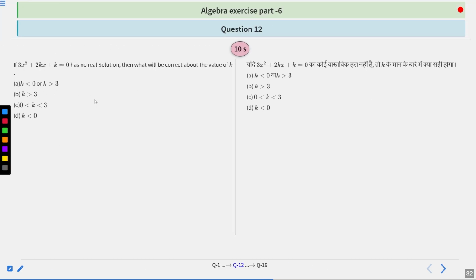Next, if 3x square plus 2kx plus k equal to 0 has no real solution, then what will be correct about the value of k? And the options are option A, k is less than 0 or k is greater than 3. Option B, k is greater than 3. Option C, k is greater than 0 but less than 3. And option D, k is less than 0. These are the options. And you have 10 seconds to find which one of them is correct. After that, I will do the solution for you.